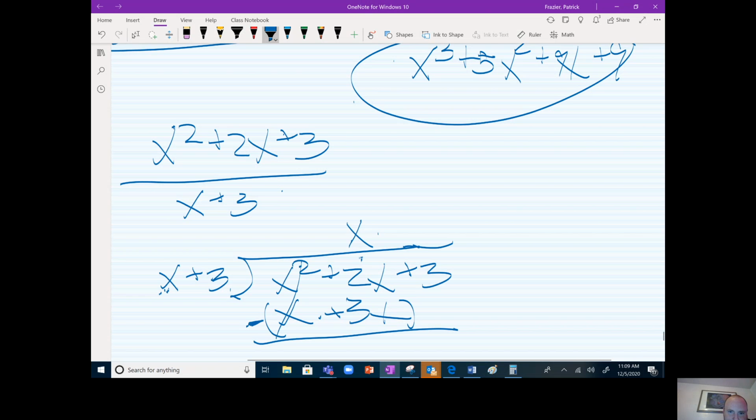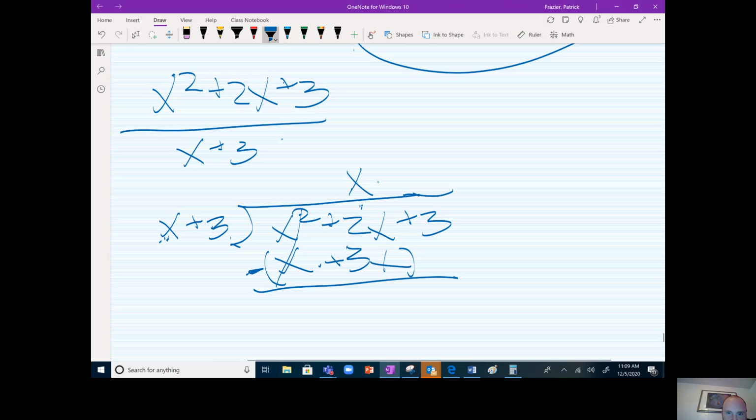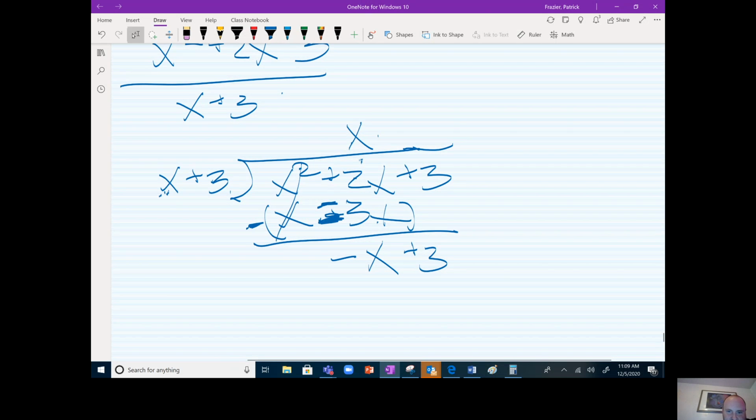And then that becomes a negative 3 over here. So negative 3x. So 2x minus 3x is negative x. And then I'm going to carry down the positive 3. And then x times what is negative x? Well, that would be negative 1. And then x times negative 1 is negative x. And then 3 times negative 1 is negative 3.